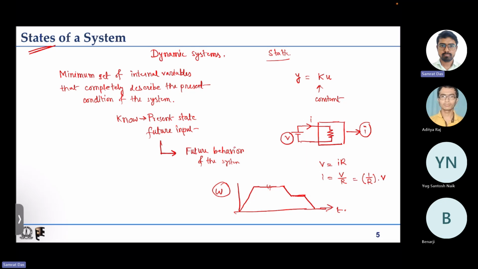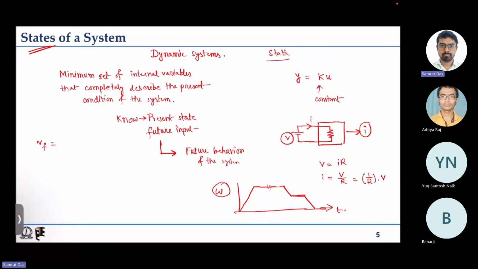the output you want. So future input is always known to us, because we are the ones who are going to apply it. We know what next we are going to apply. So future input is not the problem, but future output, in order to predict it, we need the states of the system. I'll take one example that will make it very clear.